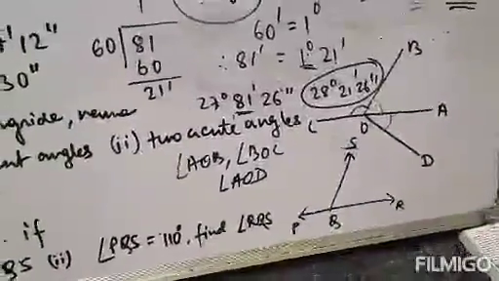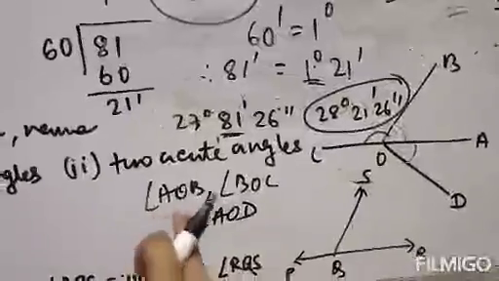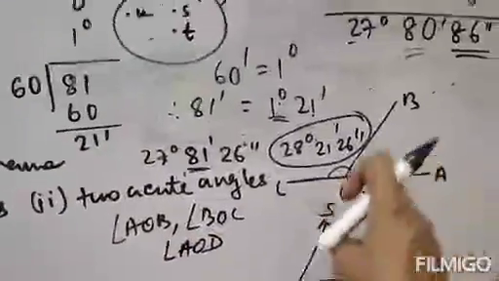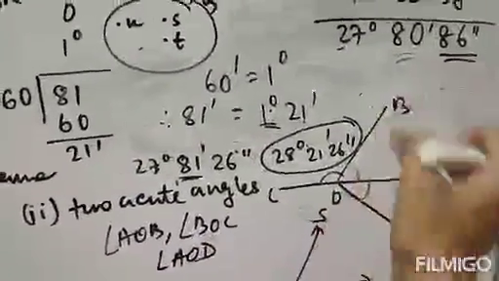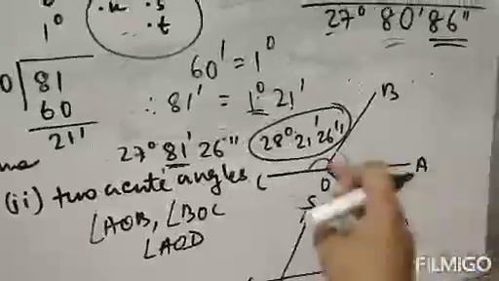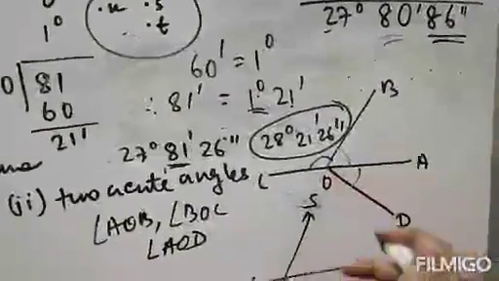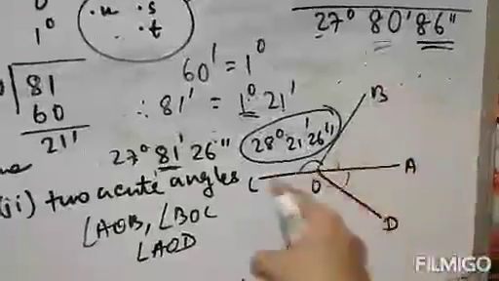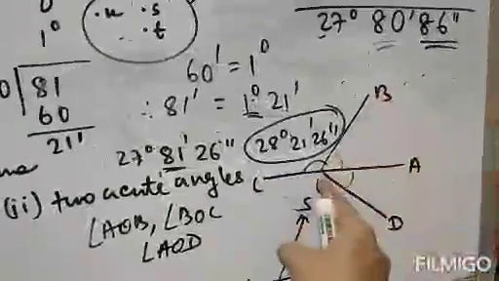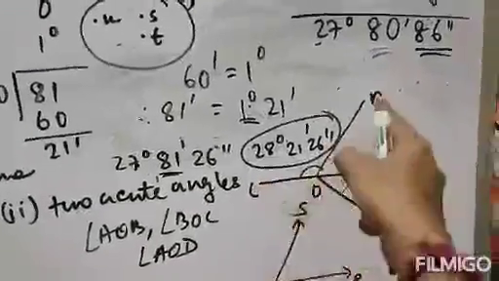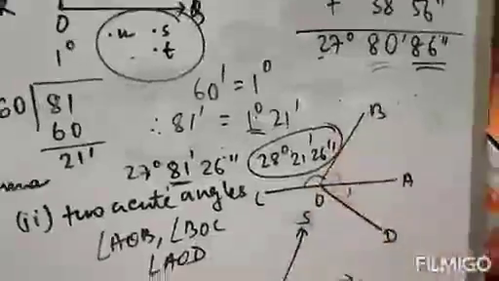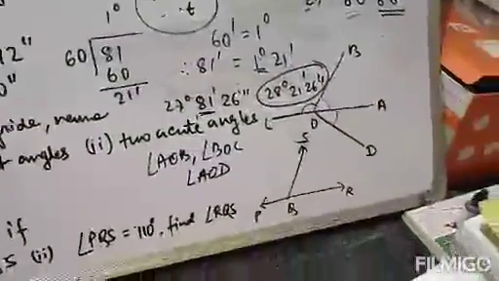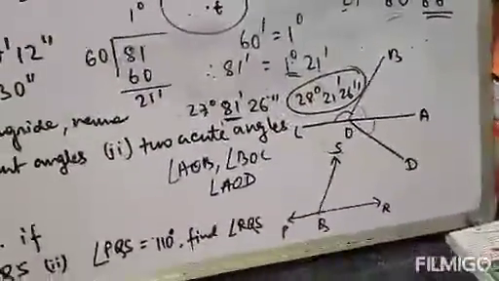Number 2, one common arm. If you take angle AOB and angle BOC, common arm is OB. If you take angle AOB and angle AOD, common arm is OA. If you take angle BOC and angle BOD, common arm is OB. So common arm is present.